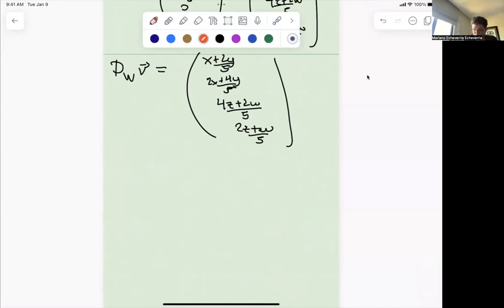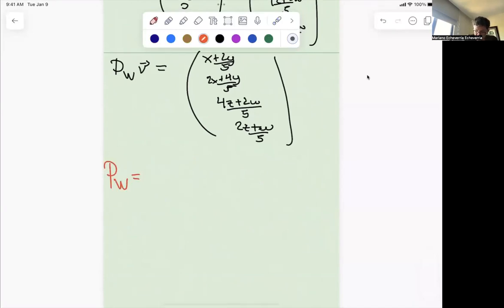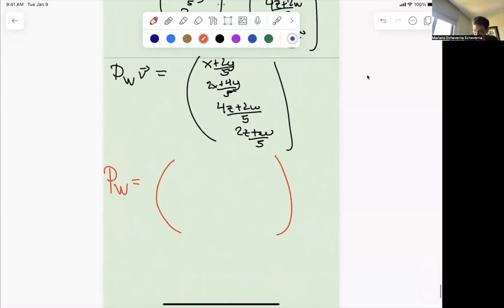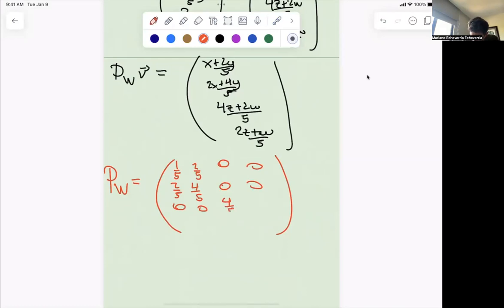And then from there, you can extract the projection matrix. It is literally the coefficients. That is something we had done before. This is, for example, the typical problem that we did for the first midterm: find the matrix that would take a vector into something like this. So you just copy the coefficients. It's 1/5, 2/5, 0, 0, then 2/5, 4/5, 0, 0, and then the other block looks like 0, 0, 4/5, 2/5, and then 0, 0, 2/5, 1/5.